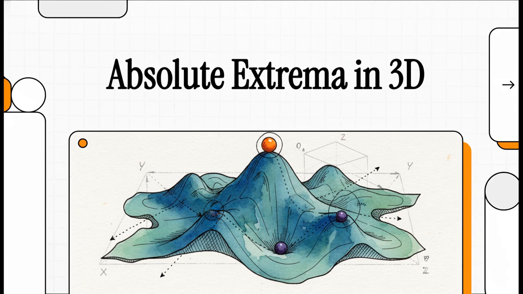Hey there. So, you've gotten pretty good at finding the highest and lowest points on a simple line in calculus. But what happens when we jump into 3 dimensions? Well, today we are building a solid game plan to find the absolute highest and lowest points on pretty much any surface. Let's get right into it.